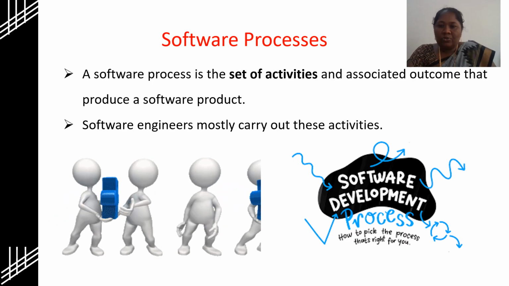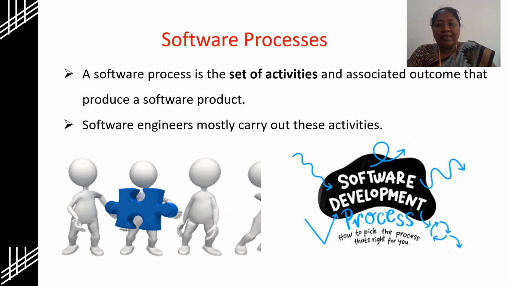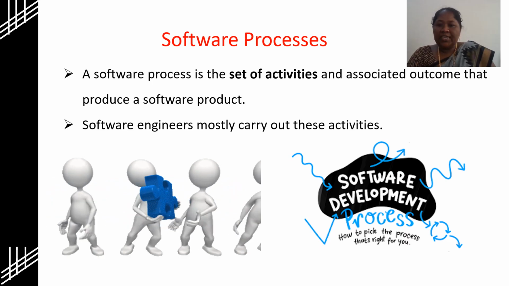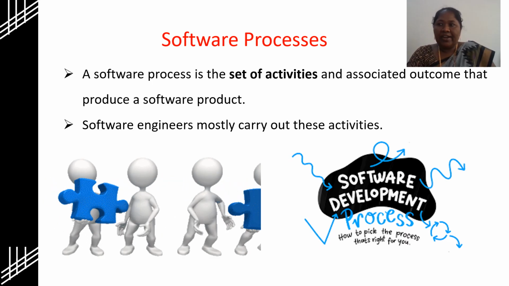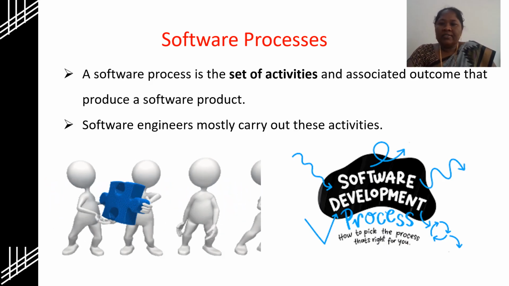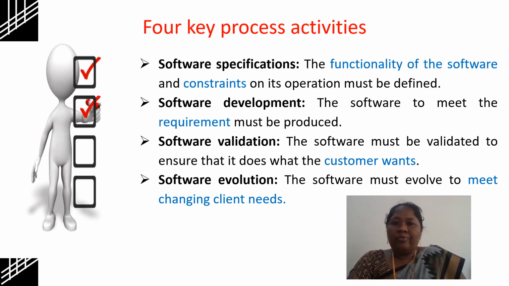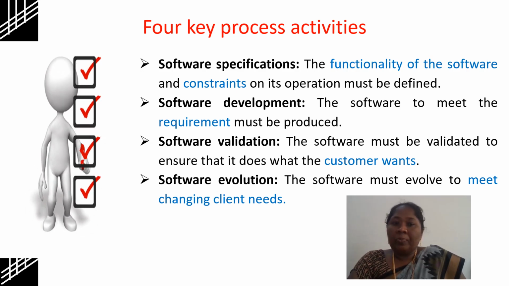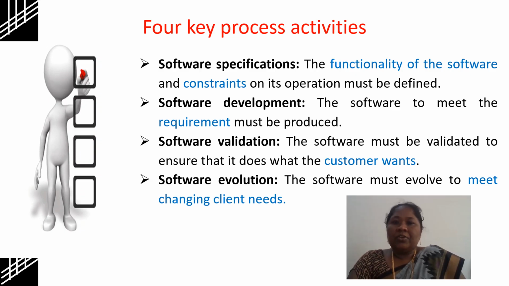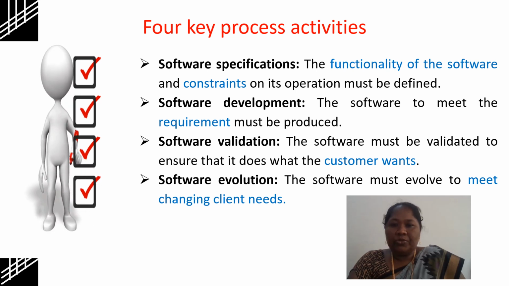So software will go through a series of steps, or a sequence of processes. Finally, the final outcome is called a software product. Initially it is supposed to go through different activities, so that is called a software project. Finally, the end result is going to be called a software product. What are the four key phase processes involved in a software process? Mainly specification, development, validation and evolution.